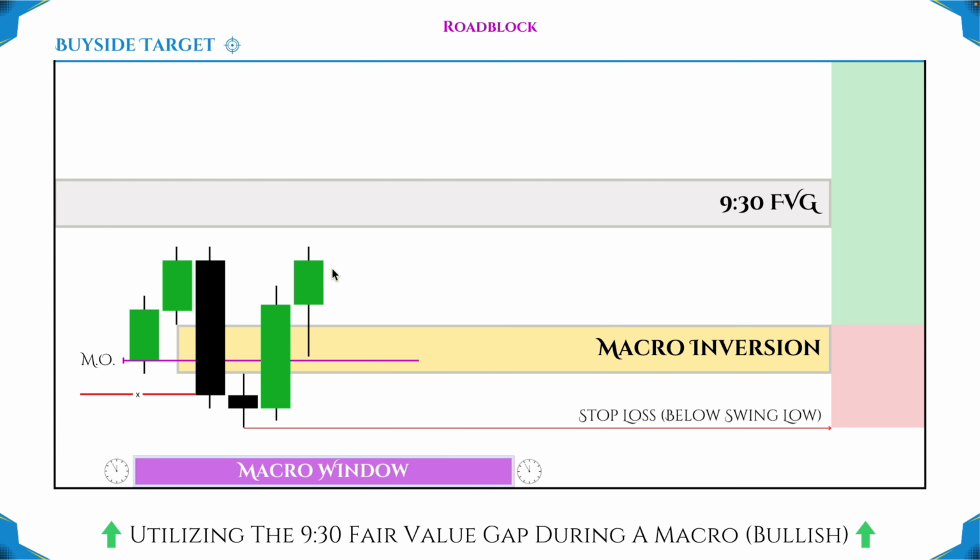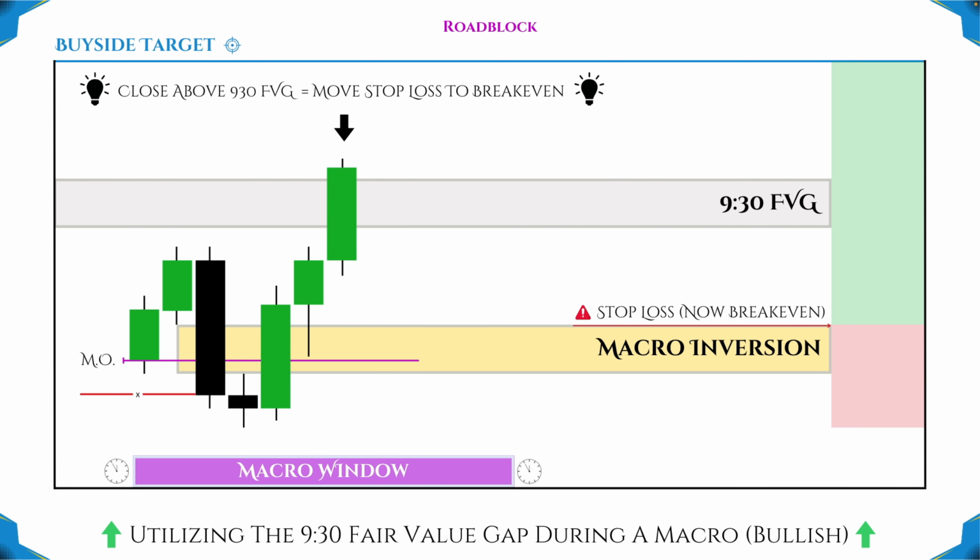So I want to see a candle close on the 1-minute chart, because that's where we execute, above that 930 fair value gap. And then I want to see it support price and push us higher towards that buy side target. And also notice this is occurring during the macro window. Okay, so anything that occurs during the macro window is of higher significance to me. As we continue, this is very important.